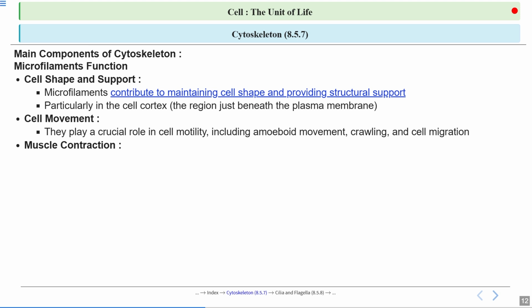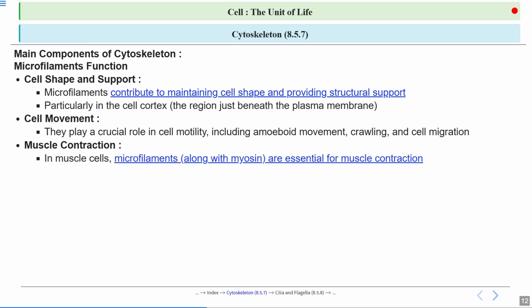Then muscle contraction, this is a very important role. In muscle cells, also known as muscle fibers actually, microfilament along with the myosin are essential for muscle contraction. So muscles are made up of two kinds of proteins, actin and myosin. So microfilament, which is made up of actin, is also known as actin filament. Along with myosin, both play a very important role in muscle contraction.